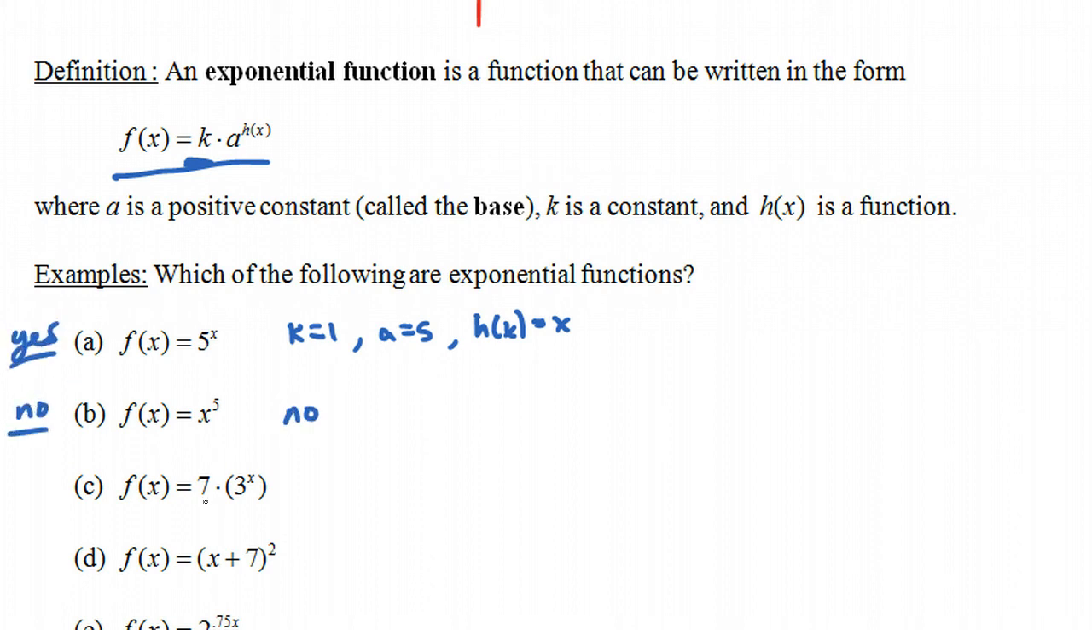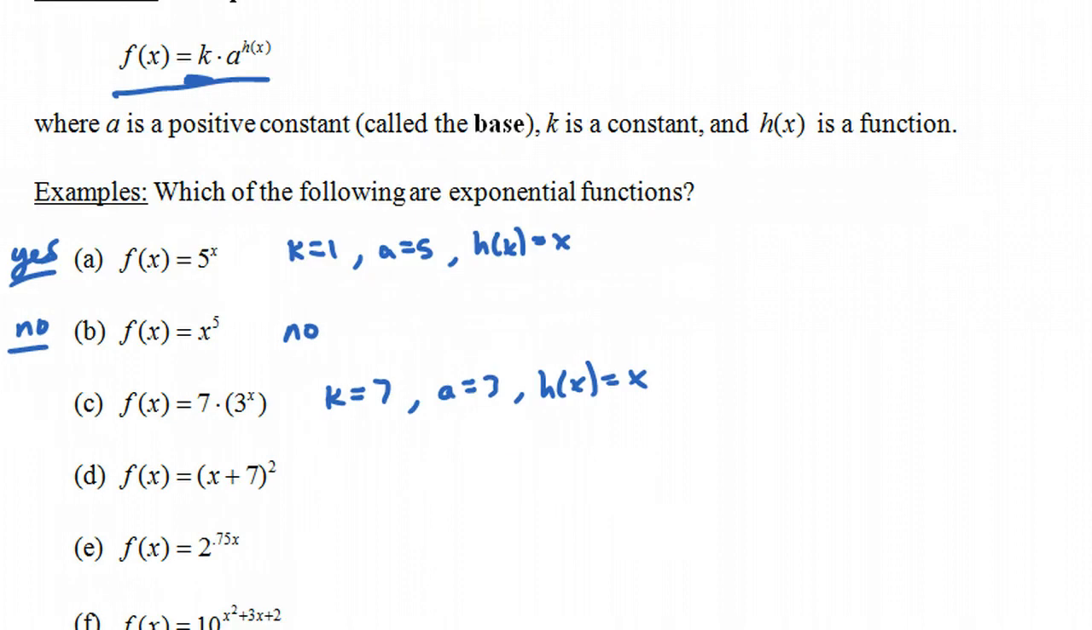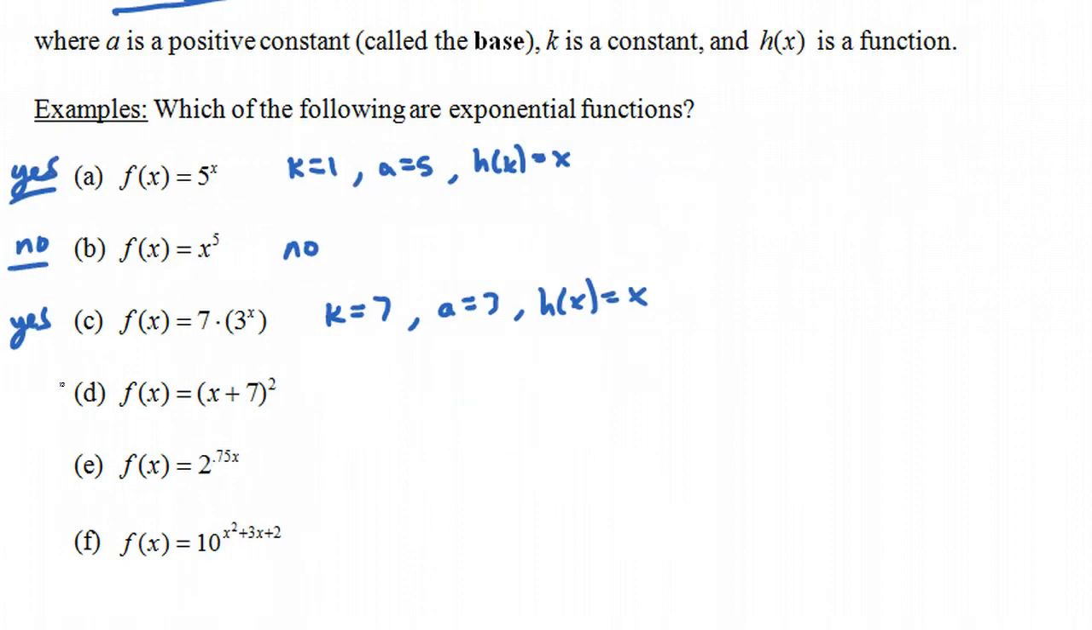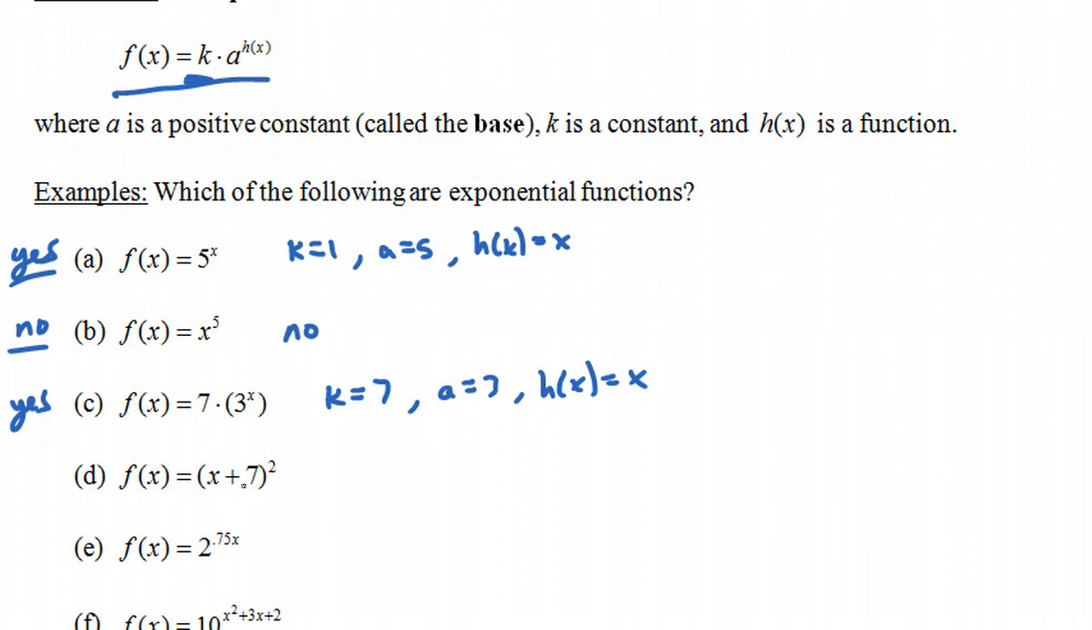The third one, 7 times 3 to the x. Notice the k is 7. The a is 3. And again, our h of x is just x. So yes, that one is an exponential function. A few more here. x plus 7 squared, no. Again, the base has to be a constant here. That's not a constant, so that is not an exponential function. 2 to the 0.75x. Yes, that is an exponential function because our k would be 1.